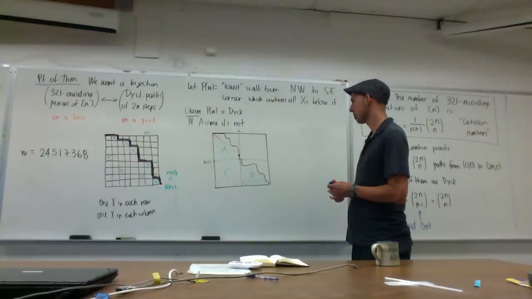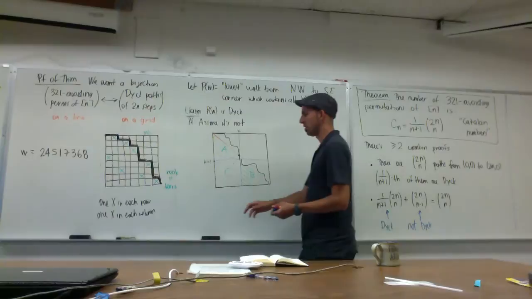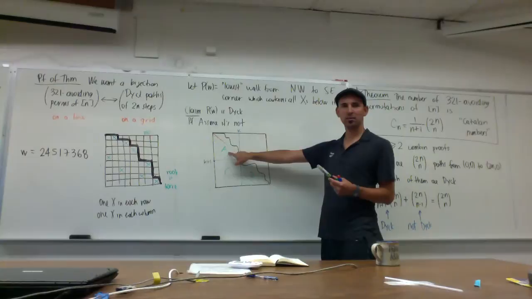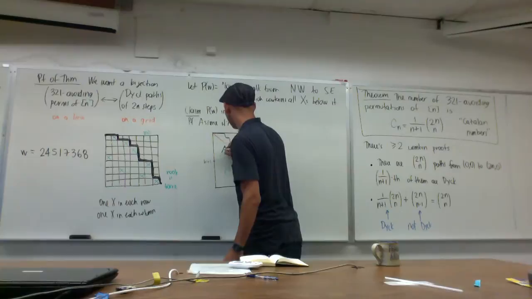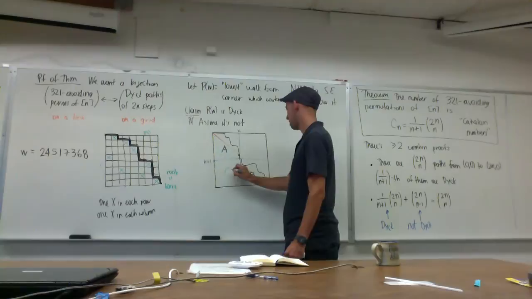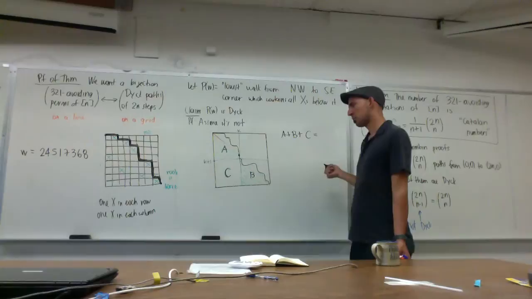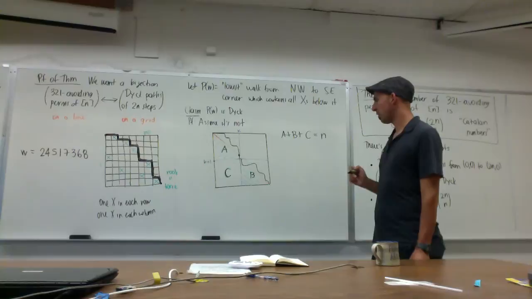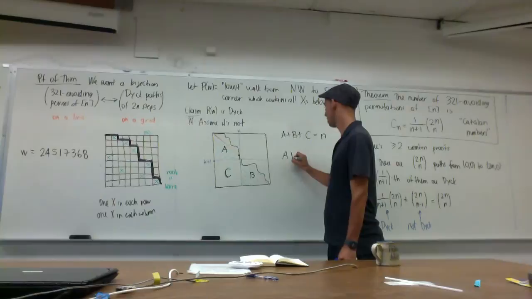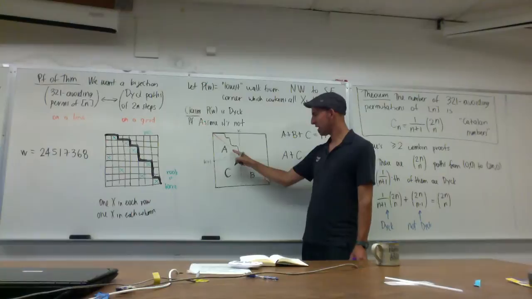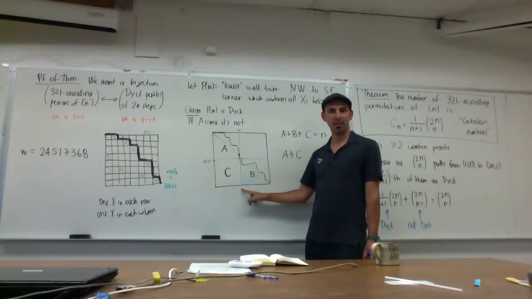What I want is for these numbers to represent the number of X's that I have in each region. So let's say that there are A X's in this region, B X's in this region, and C X's in this region. So A plus B plus C is the total number of X's, which is n. But now, how big can A plus C be? The cells of A and C are among the first k columns, and they cannot attack each other, which means that I have at most k.